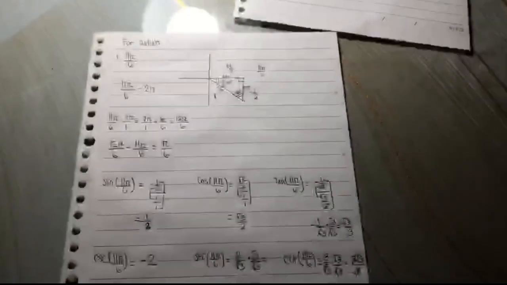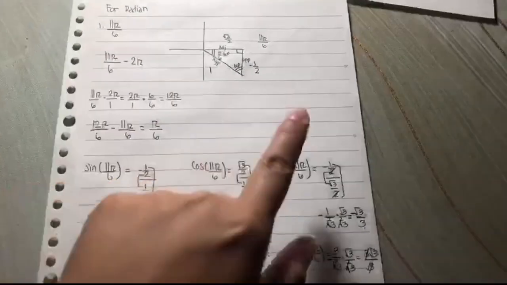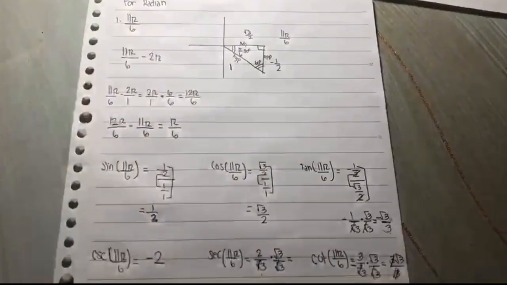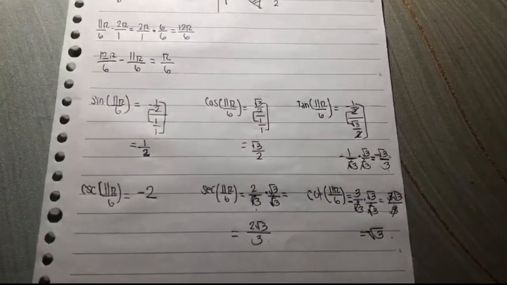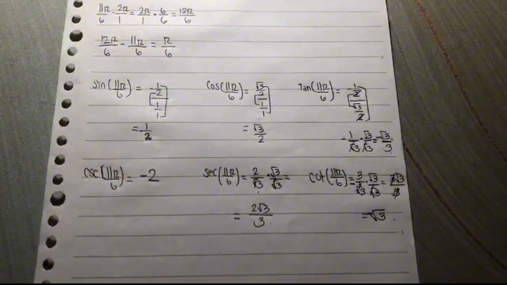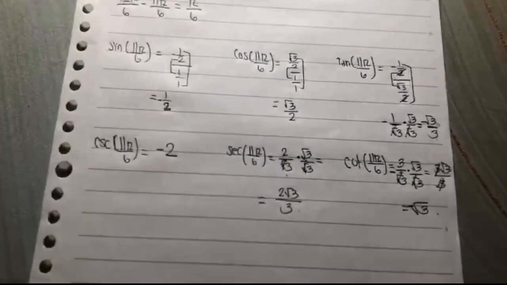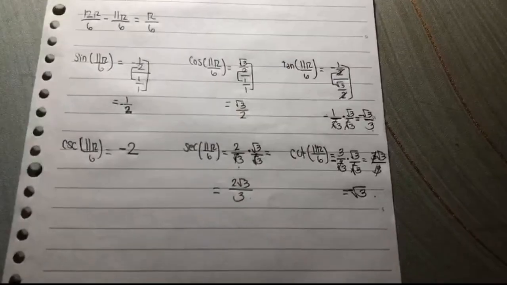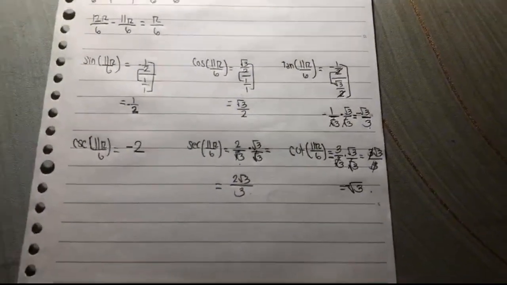So, to summarize, given natin is 11 pi over 6, tapos ang reference angle niya is pi over 6 or 30 degrees. Tapos sa SOHCAHTOA naman, alam na natin sa sine is negative 1 half. Sa cos naman is square root 3 over 2. Sa tan naman is negative square root of 3 over 3. Then sa cosecant naman is negative 2. Sa secant is 2 square root of 3 over 3. Then sa cot is square root of 3.